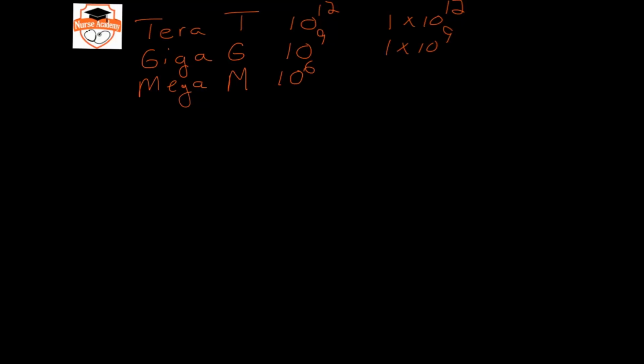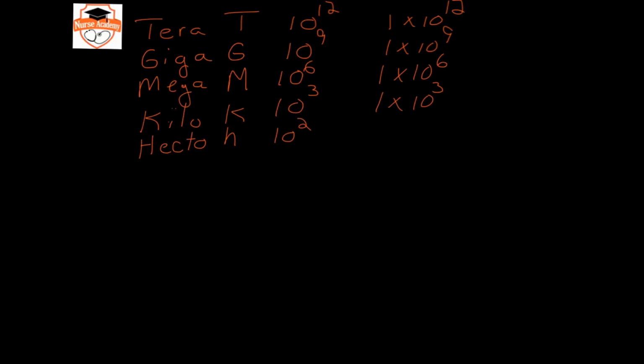Less than giga would then be mega, which is a capital M, and that's 10 to the 6th, or 1,000,000 times. Next, we have kilo. Kilo is 1,000 times, and that has the abbreviation of K. So that's 10 to the 3rd. When we get smaller than kilo, we start using smaller ones like hecto, which is a lowercase h. It's 10 to the 2nd. Deca, which is a capital D, is 10 to the 1.